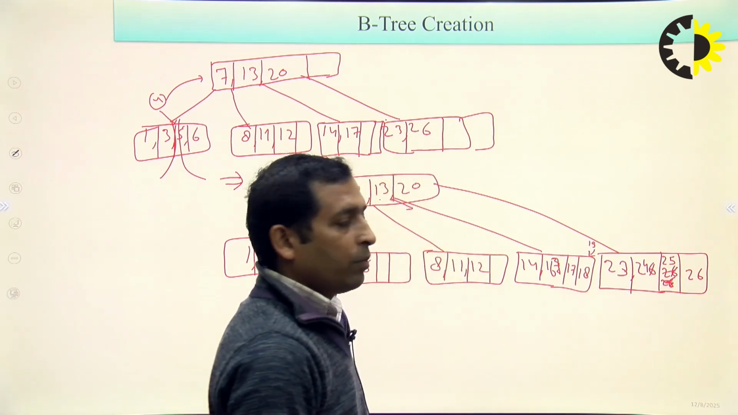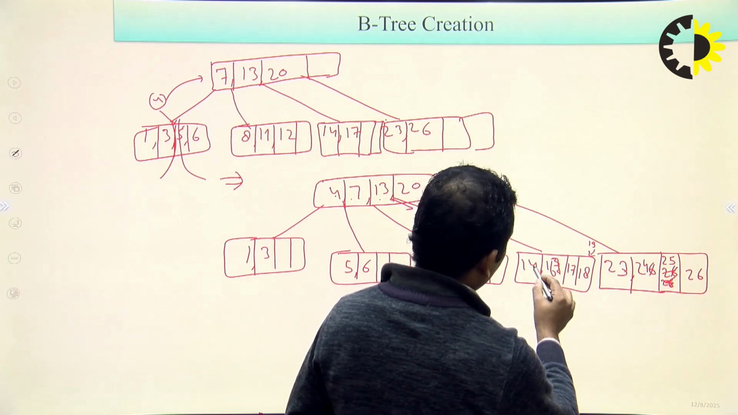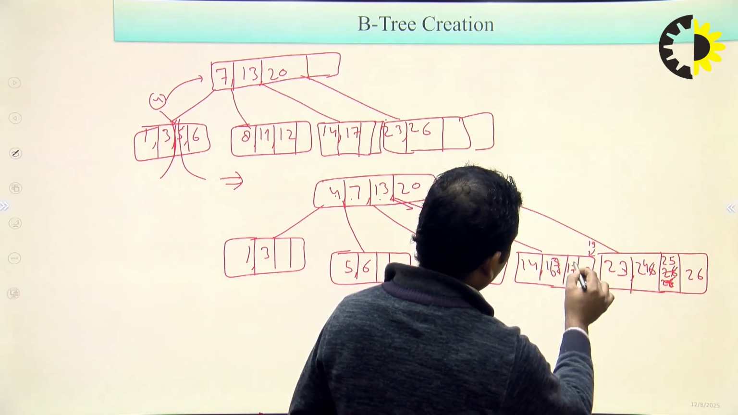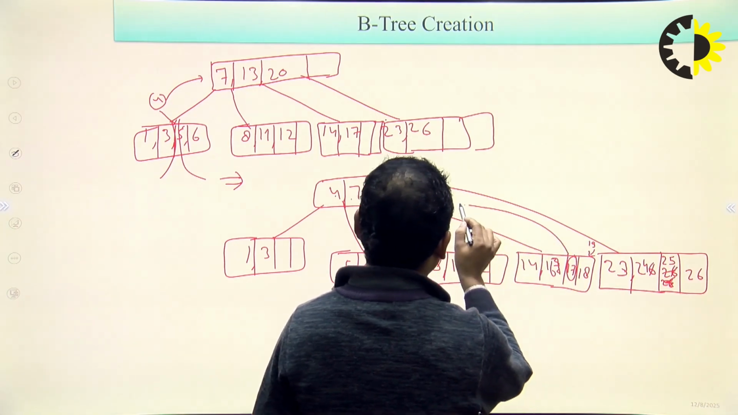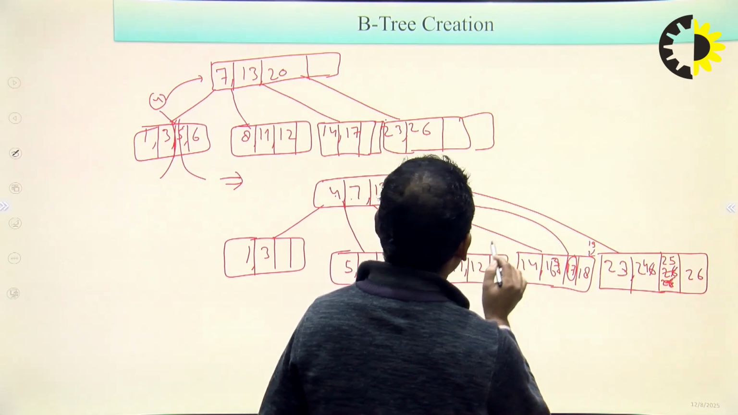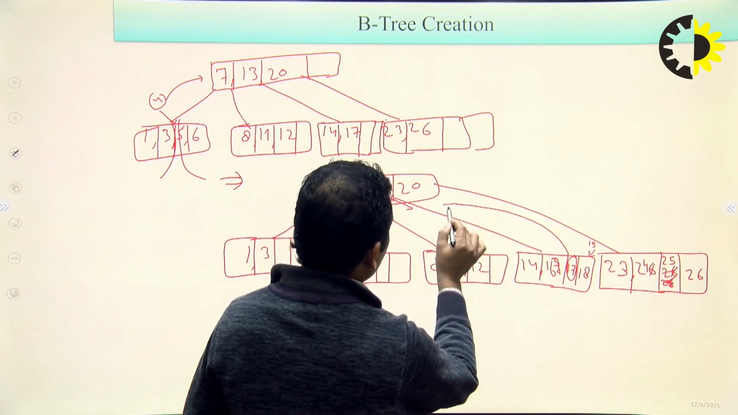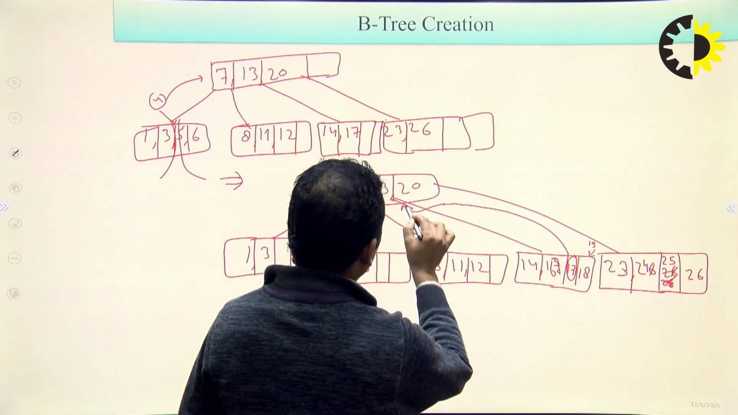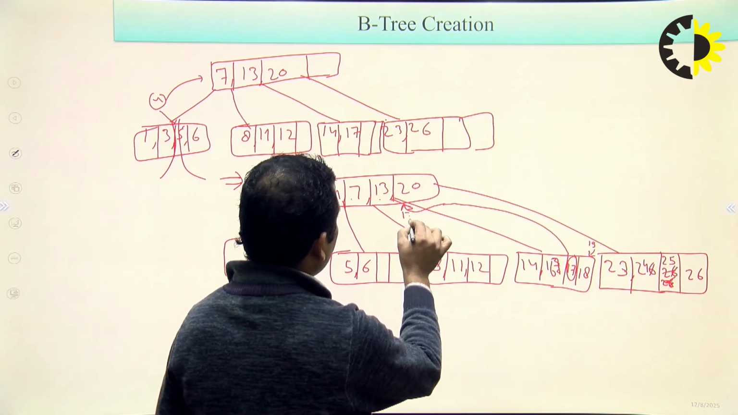So split this particular node. From where to split? The keys are 14, 16, 17, 18 and 19. The mid is 17, so 17 will go upside. Where to go? In sorted order, in between this and this. 17 will try to come here, but this is also full.